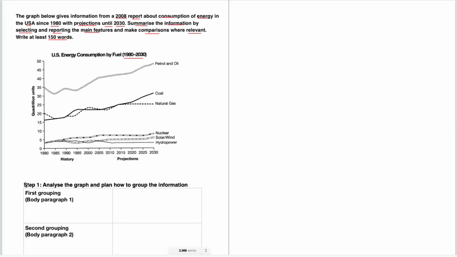Okay, so now we are looking at step 1, which is going to be analyzing the graph and planning how to group the information. And you'll notice that I have a first grouping and a second grouping here. This is my outline basically. And I'm going to designate a first grouping to body paragraph 1 and the second grouping to body paragraph 2. For now, just pay attention to how we're going to group the information. I'll show you how to look at the outline in just a bit.